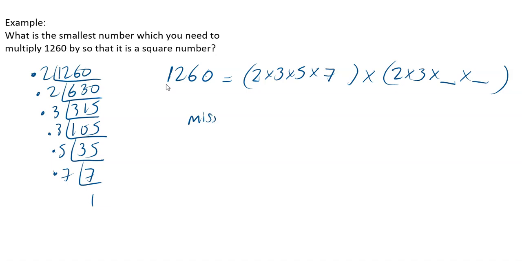So what you've got missing is a 5 by a 7, and you do 5 times 7, you get 35. So your answer is equal to 35. So basically, if you multiplied 1,260 by 35, the result, whatever it is, I don't really care, that would be a square number. So whatever's missing is what you need to multiply to make it a square number. And that's it done.